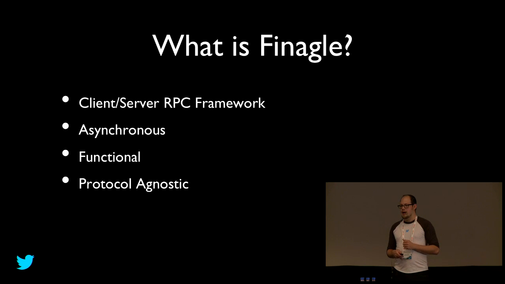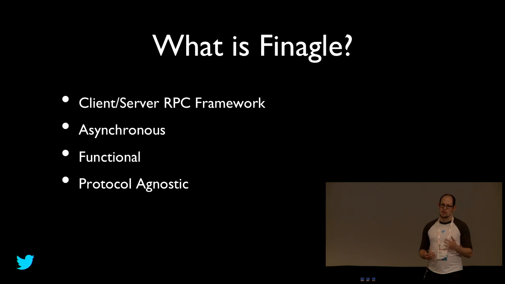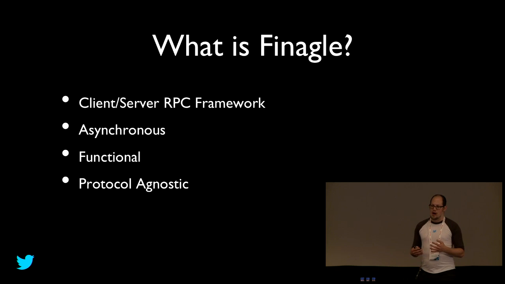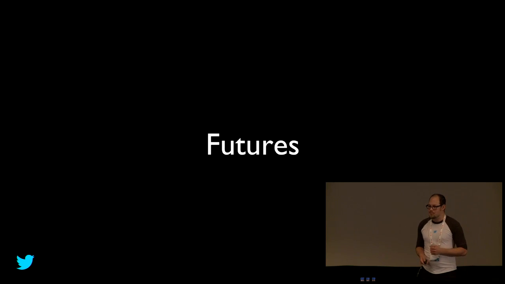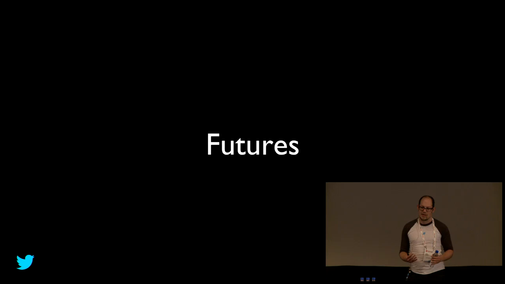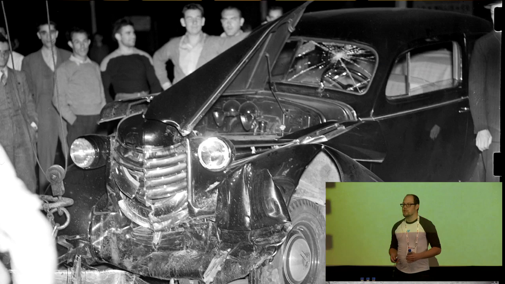It's also protocol agnostic. It doesn't care about what protocol you're speaking. So you can implement HTTP. We use Thrift at Twitter. We also use Memcache. There's a bunch of different protocols that you can implement on top of it, so it's very flexible. So let's talk about futures. This is the core concept of Finagle, and this is our unit of currency when we're talking about concurrency in our systems. Okay? So what is a future?